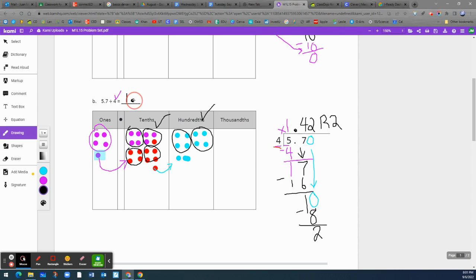That will also be written on this line. No, that's an ugly decimal point. So 1.42 remainder 2. Okay.